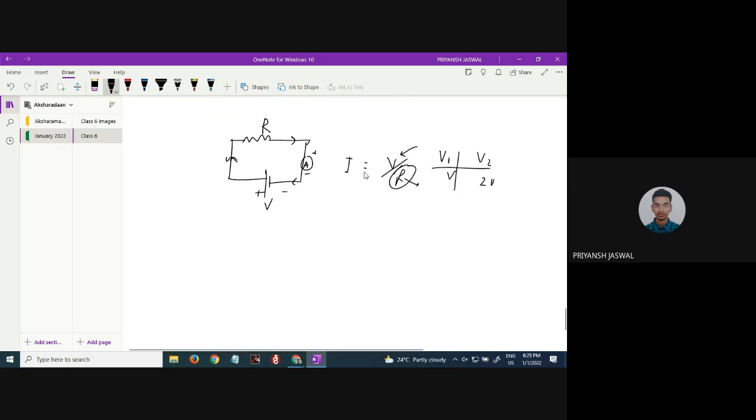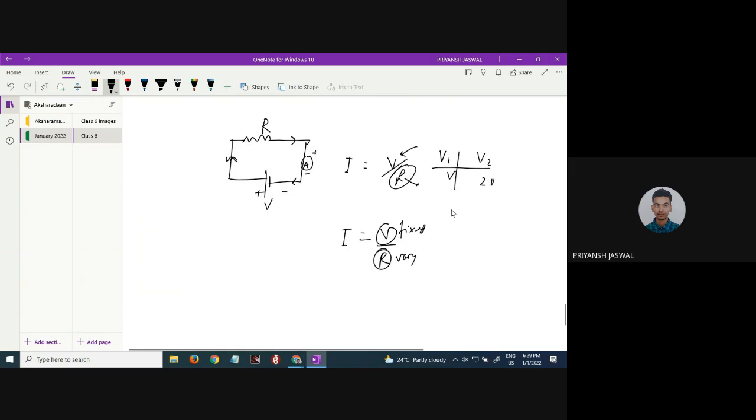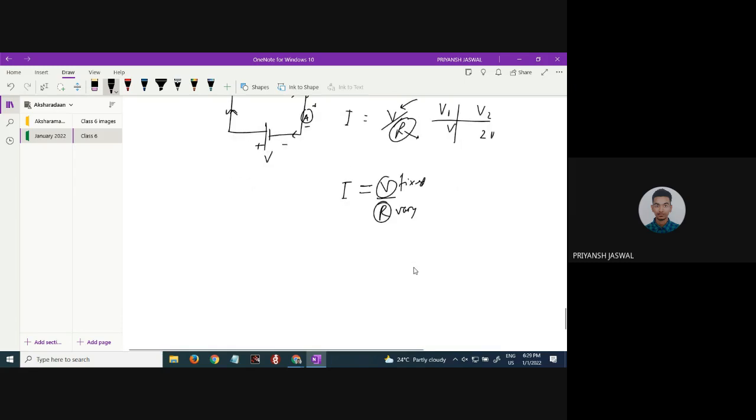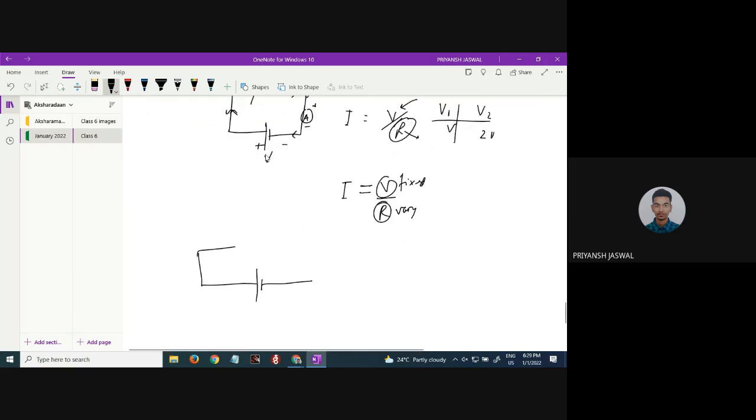Now, the other way to change I from this formula is that we keep this V fixed and we vary this, that is, the resistance. That will also regulate the current, that is, it will either increase or decrease. If R increases, then current will decrease. If R decreases, then current will increase. Such resistance is known as variable resistance. If we use a variable resistance here, then the current can be changed by changing the value of R and keeping the source voltage fixed.